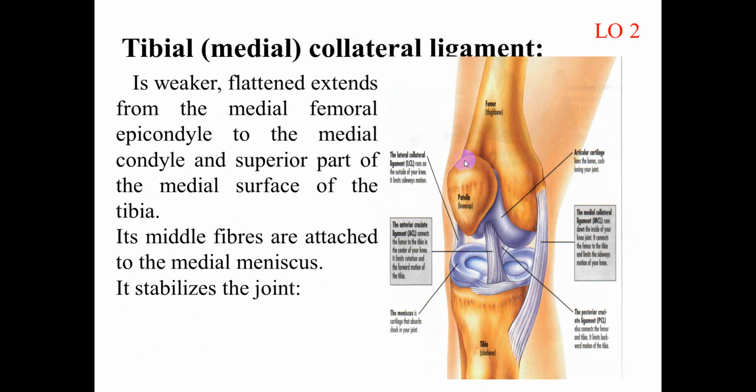The medial collateral ligament is another extracapsular ligament. It is weaker than the lateral, and it extends between the medial femoral epicondyle to the medial tibial condyle and the superior part of the medial surface of the tibia. Its middle fibers are attached to the medial meniscus, and this has some clinical importance. It stabilizes the knee joint medially. So these are the medial and lateral stabilizers of the knee.